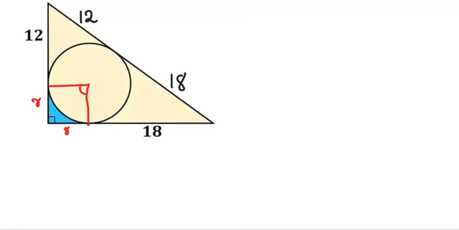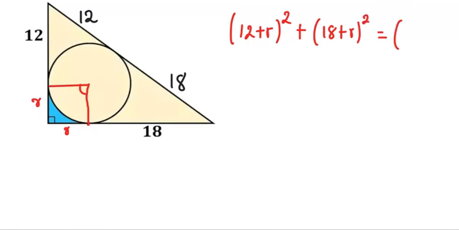So here, I think we can use the Pythagoras theorem considering this big right triangle. Using the Pythagoras theorem, we have the opposite side, the total length is 12 plus r. So that is going to give us (12 plus r) squared, plus the adjacent side, the total length is 18 plus r, whole squared. This is equal to the hypotenuse side, the total length is 12 plus 18, and this is squared.